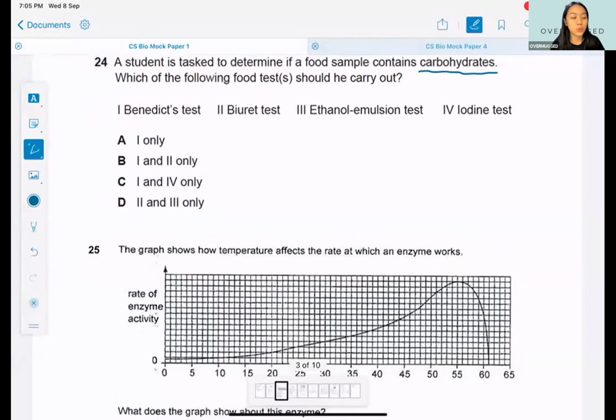What are the carbohydrates that you know? There is monosaccharide, disaccharide, and polysaccharide. So these are the three types of carbohydrate you would know, right? Because there are so many kinds of carbohydrate, your first reaction may be Benedict test, because it looks out for reducing sugar, which is all your monosaccharides and disaccharides except for sucrose. But at the same time, starch is also a carbohydrate. Starch is a polysaccharide made up of many glucose. So the iodine test is also one of the tests that you should consider. So for question 24, the answer is C.